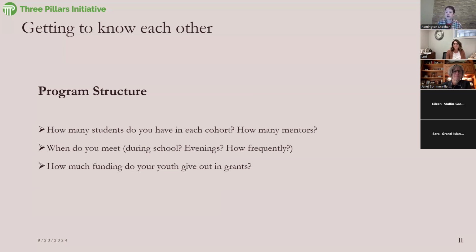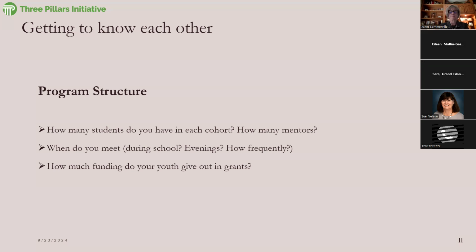But initially, Laura, do you want to go ahead and just get us started with the program structure? Just generally speaking, how many students you have, how many mentors, how often you meet, and how much funding you give. Sure. Our first year we started with 14 students. We ended with 12. One was due to absence and the other one moved. And we have 12 students there, and we have 5 mentors in that class.